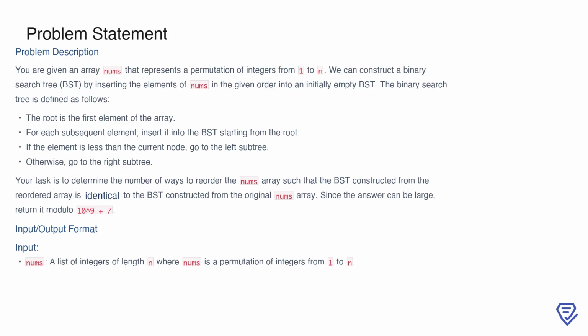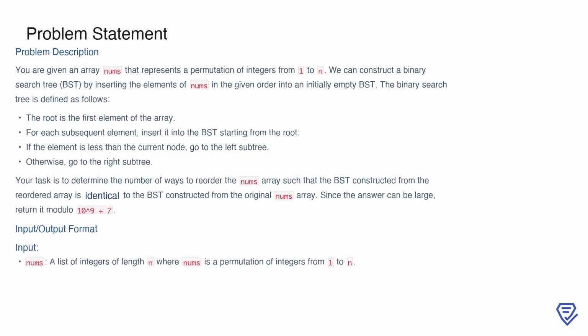Your task is to find all the possible ways to reorder the array nums such that, when we build the BST using that reordered array, the structure of the BST remains identical to the one built from the original order of nums. Since the number of reorders can be very large, the result should be returned modulo 10 to the power of 9 plus 7.